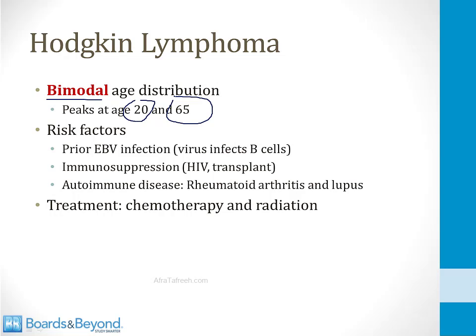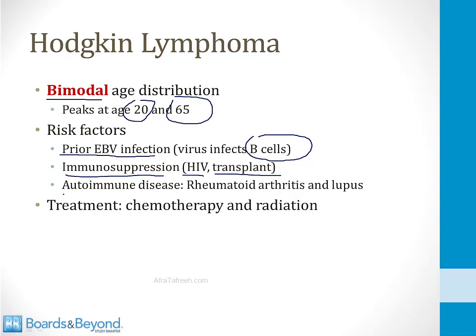Some important risk factors include prior Epstein-Barr virus infection. Recall that this virus infects B cells, so it should be easy to imagine that it can lead to Hodgkin lymphoma. Hodgkin lymphoma is also more common in patients who are immunosuppressed, for example, HIV patients or patients who are post-solid organ transplant and taking large dosages of immunosuppressants.